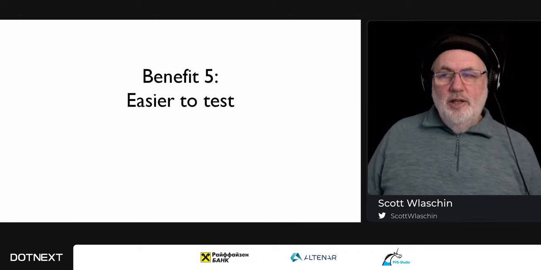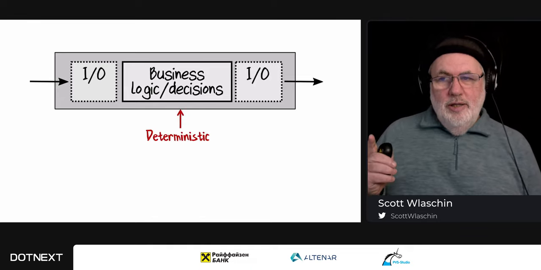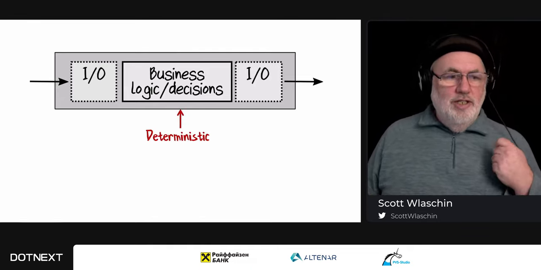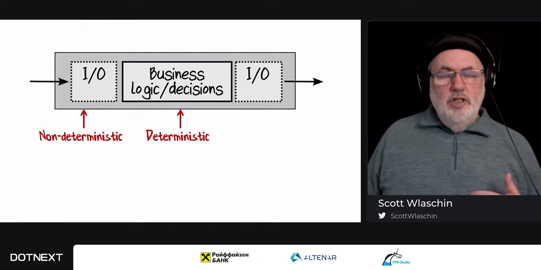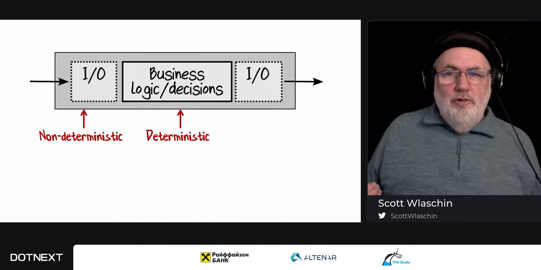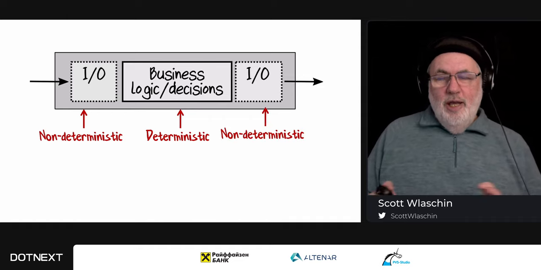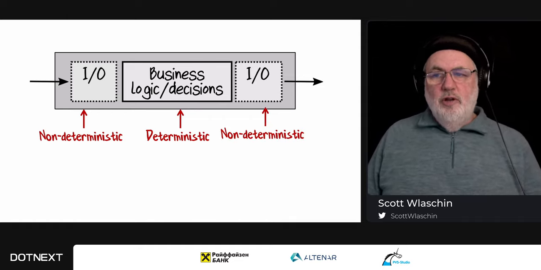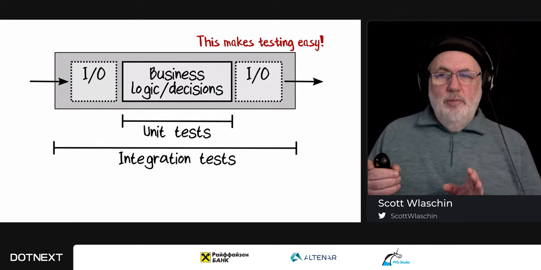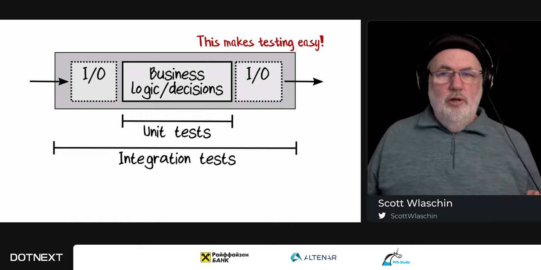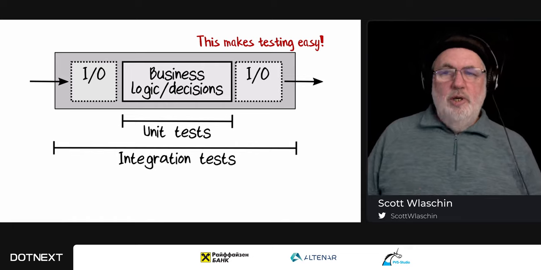If you do keep them separate like this, the testing becomes so much easier. Here's our little pipeline. The middle bit is completely predictable: every time you give it the same input, you get the same output. And this is the non-deterministic bit. Every time you read from the database, you might get something completely different. You read from the network, who knows what you might get. That's completely unpredictable. By keeping them separate, your testing becomes very much easier, because all you have to do is have unit tests on the middle bit and integration tests on the overall thing. So for the unit tests, with the same input, you always get the same output. That's super easy to unit test.